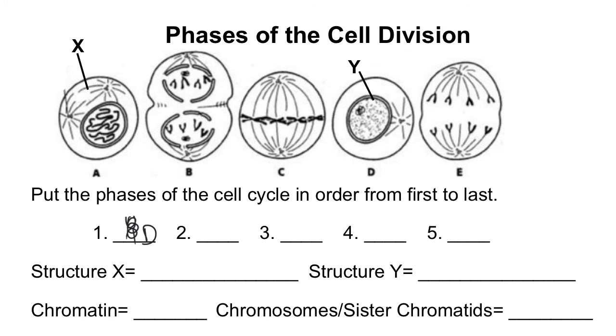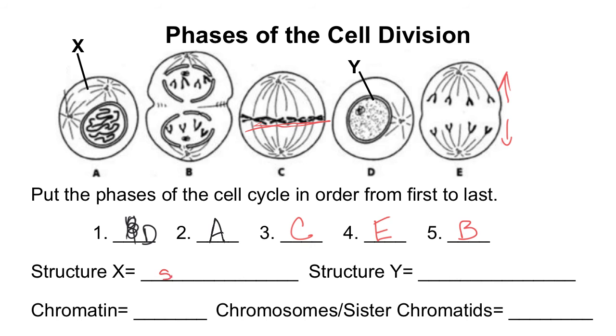Y is pointing to a structure. Then you can see the chromosomes become visible. Where do the chromosomes become visible? They are not organized yet, but they're visible in A. So we'll put an A next. And then once that happens and the nuclear membrane breaks down, they tend to then line up in the middle. And so that brings us to C. And then there's a pulling apart step, anaphase, that comes next. And then we finish with telophase, B.